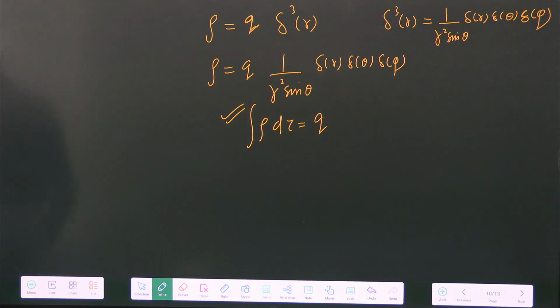Okay, thank you. Sir, I just lost my connection in between. Can you explain the last point that you explained once again? The last point is that if you are writing any charge density using a delta function, then finally if you integrate, you should get the total amount of charge. So that is the checkpoint. Thank you, sir. Okay.